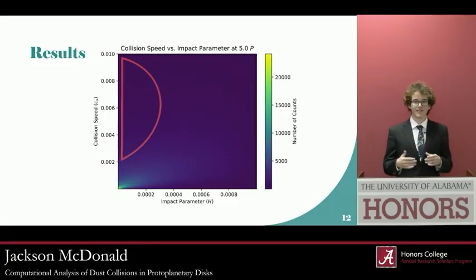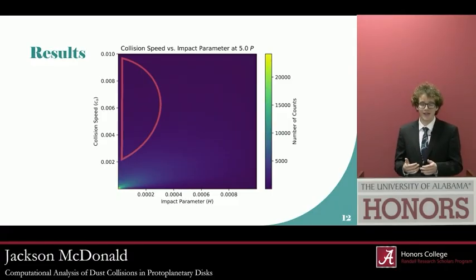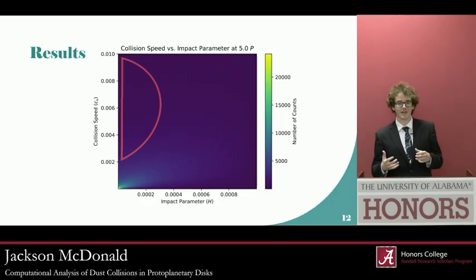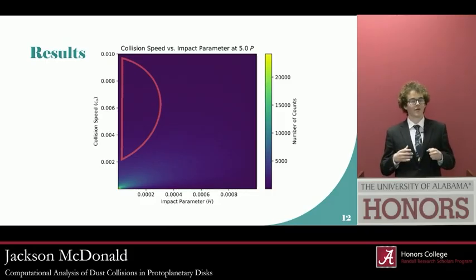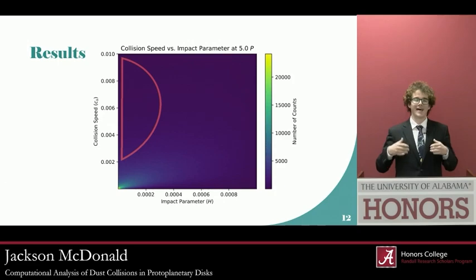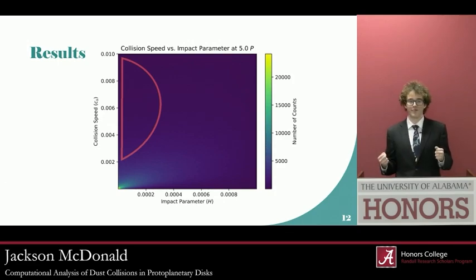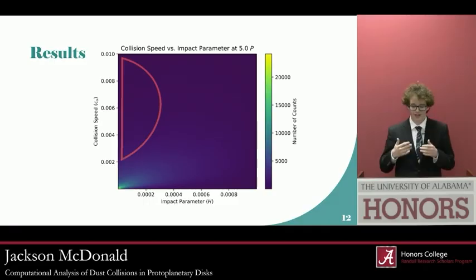And the fact that we see this in the impact parameter space is important, because not only do particles that are very close have low collision speeds, but particles that are going to be very close have those same low collision speeds, again, lending credence to our theory.